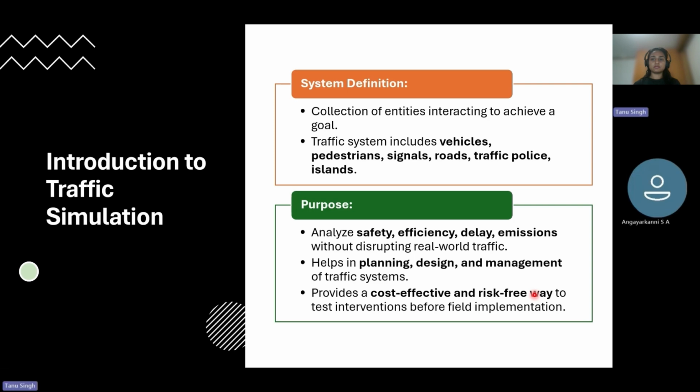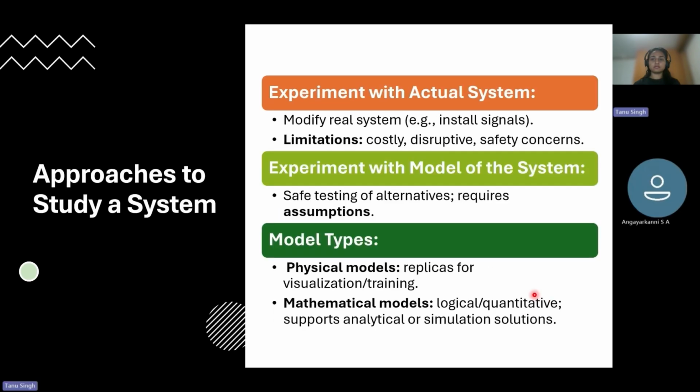Therefore, before implementing on the real condition, we simulate a similar traffic condition and test on that, and if it works, we apply it on the real world road systems. So, the approaches to study a system.